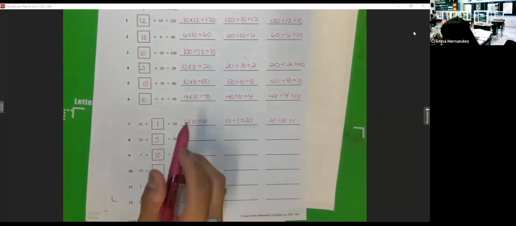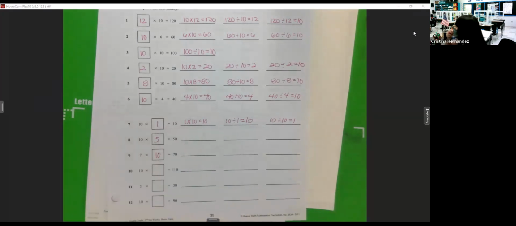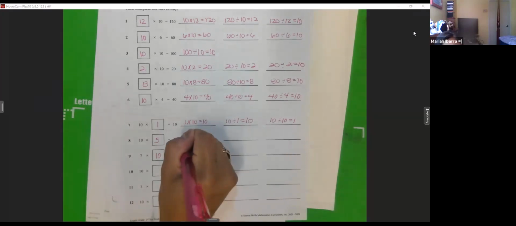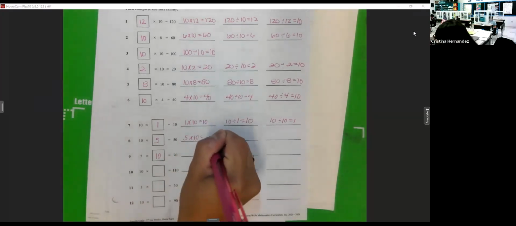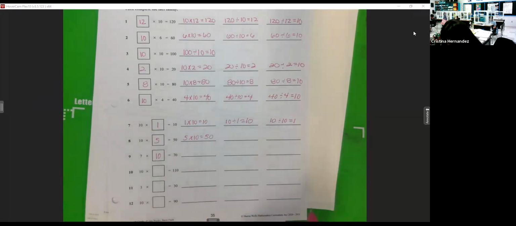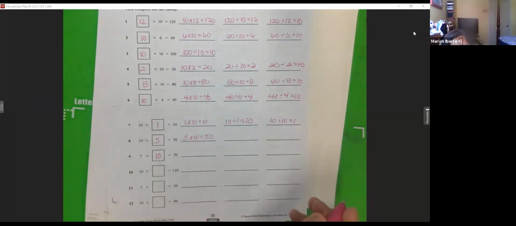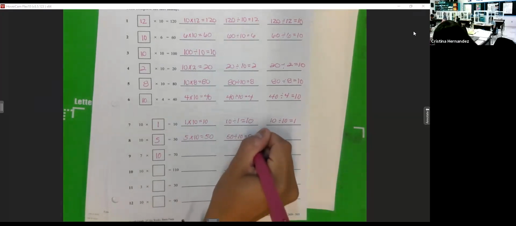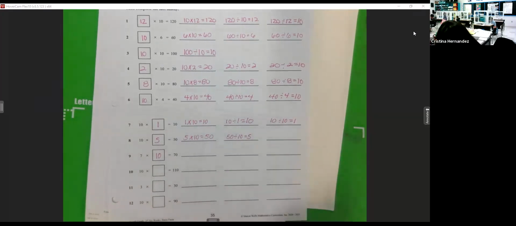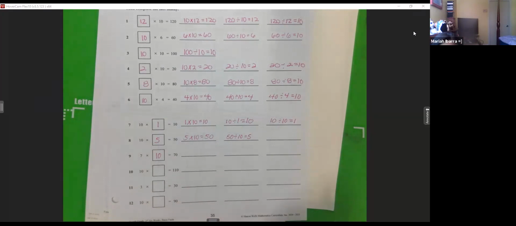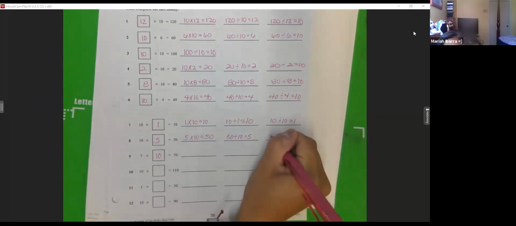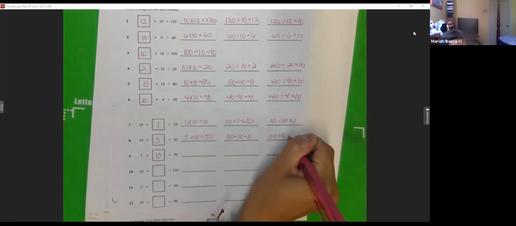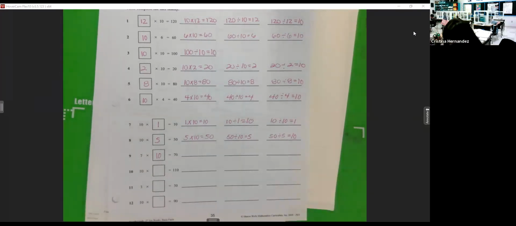So on number 8, we got 10 times 5. What's the other way? 5 times 10. 5 times 10 equals 50. And 50 divided by 10 equals 5. And then 50 divided by 5 equals 10. Bingo.